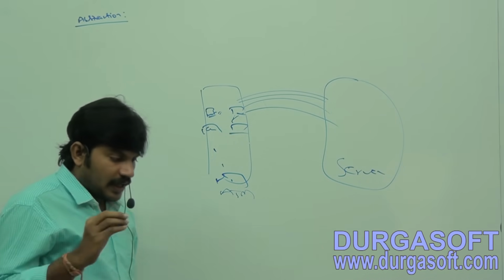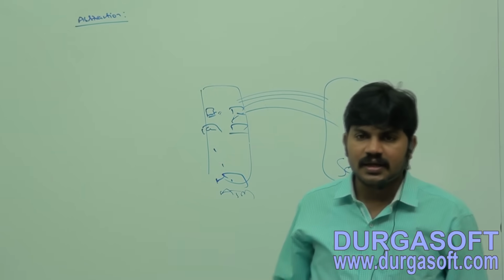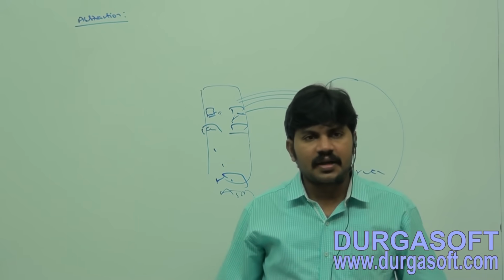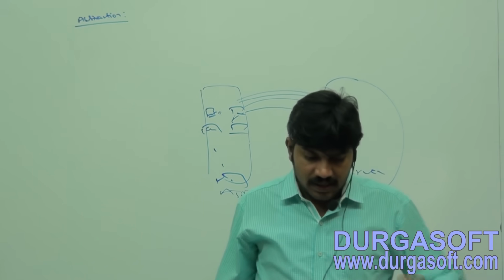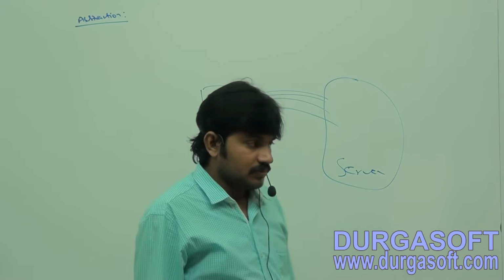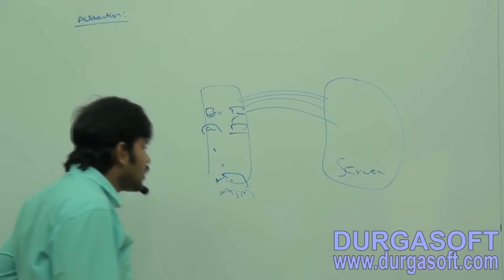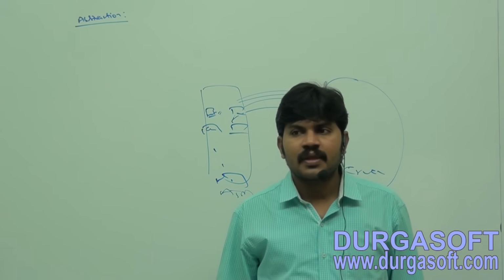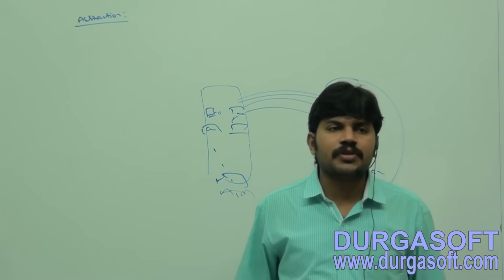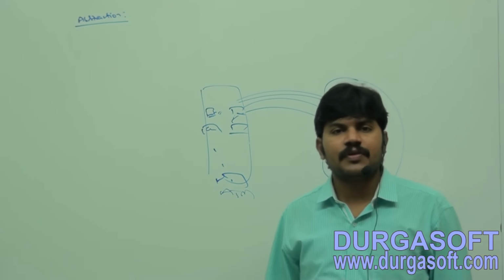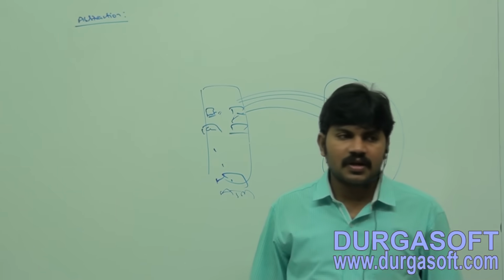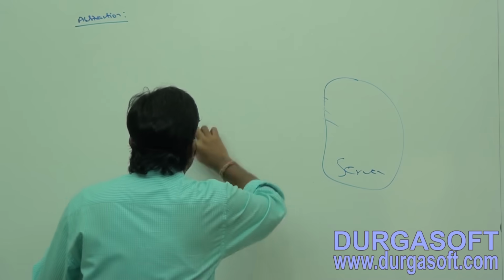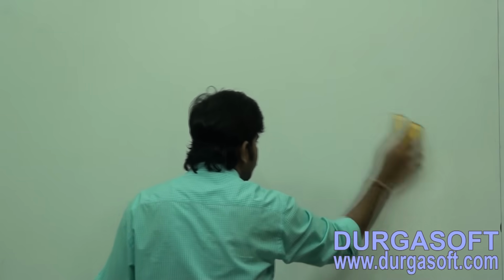Hiding internal implementation and just highlighting the set of services we are offering is the concept of abstraction. Are you able to understand it?